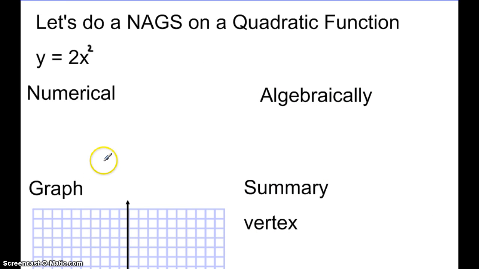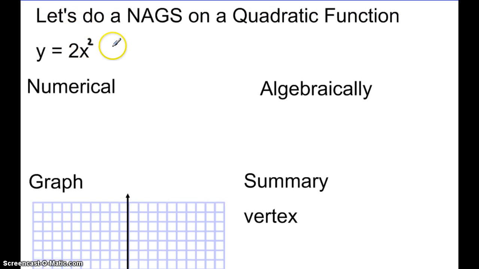So let's go ahead and actually do a full NAGS on a quadratic function. And a real basic one, y equals 2 times x squared. Numerically, we can go ahead and plug some values in here. If you recall, this is really just 2 times the parent function, and the parent function has a vertex of 0, 0. So all we're going to be doing is picking a couple values to the right and a couple values to the left of the vertex to graph this. And lo and behold, when we have these real basic functions, the Fab 5 work out very well.